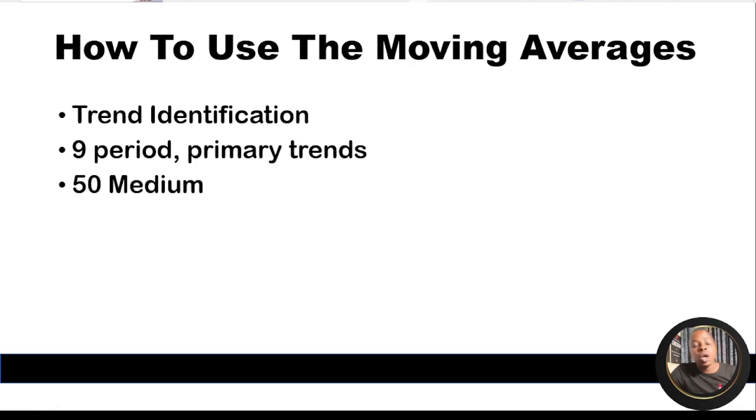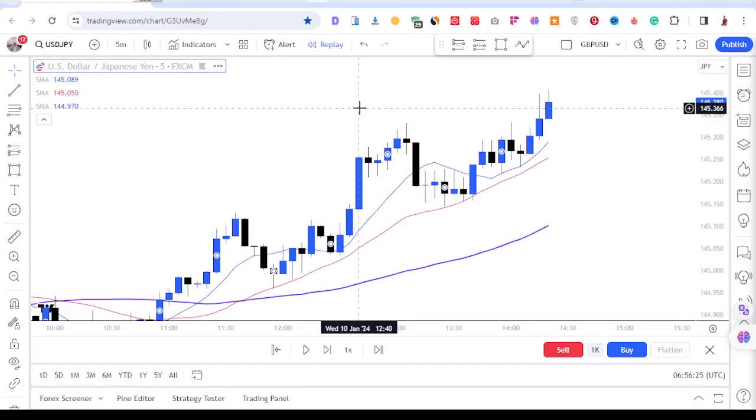And number two, if you are using the 50-period moving average, you can catch and read medium trends. And then if you use the 200-period moving average, obviously you are going to be looking for long-term trends, simply because of the periods it takes to calculate these moving averages. As the periods go higher, the moving average is going to be going further away from the price. Now let me show you what I mean by this.